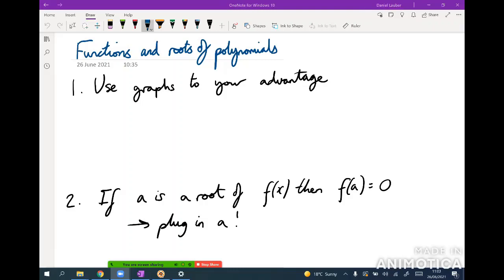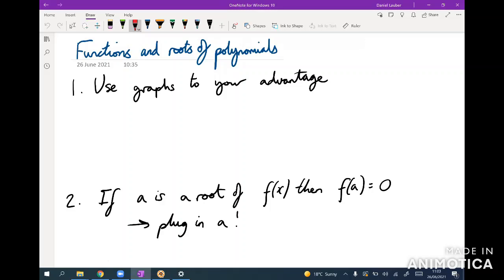Okay, hello and welcome to the next video, which is on functions and roots of polynomials. This is a topic that I think the questions can look very confusing at first, but they're actually relatively easy simply because there's very little you can do with this topic.